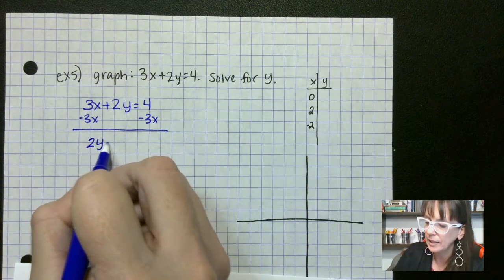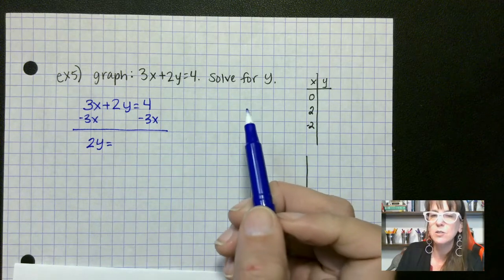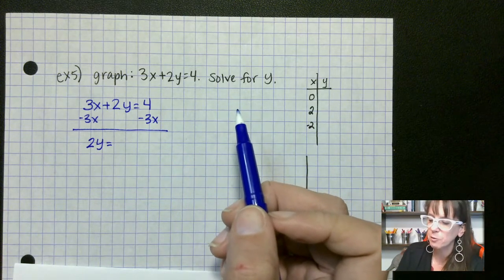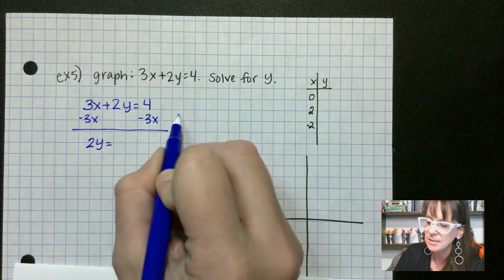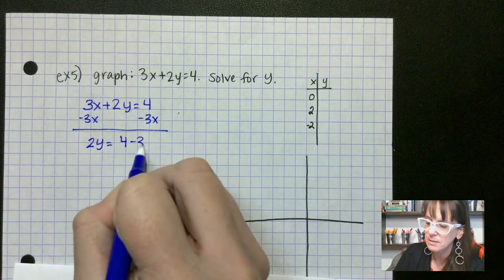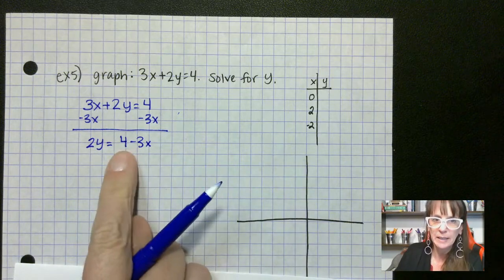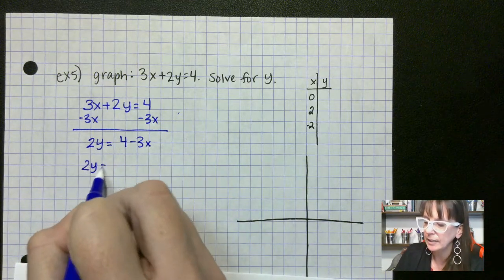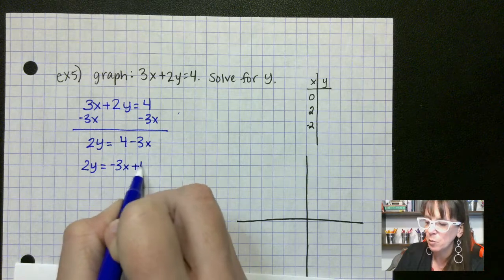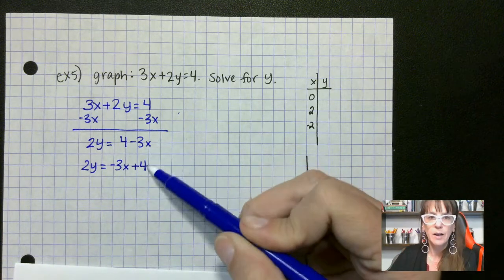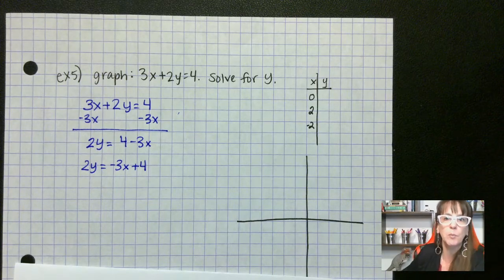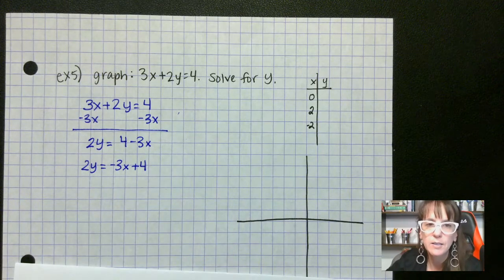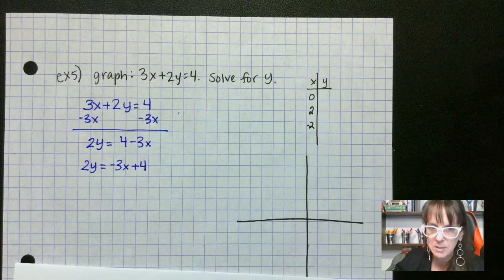So we say 2y equals, and to start getting in the habit of putting it in slope-intercept form, you're going to want to put the chunk with the x first. So really what this is, is 4 minus 3x. But I actually want to rewrite this so that it's 2y equals negative 3x plus 4. See the difference? They're the same thing. However, putting that chunk with the x first will really help when we get to graphing them in slope-intercept form.